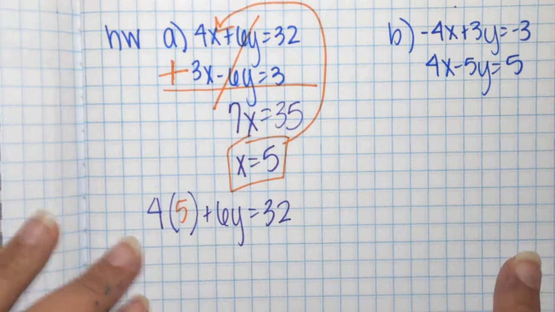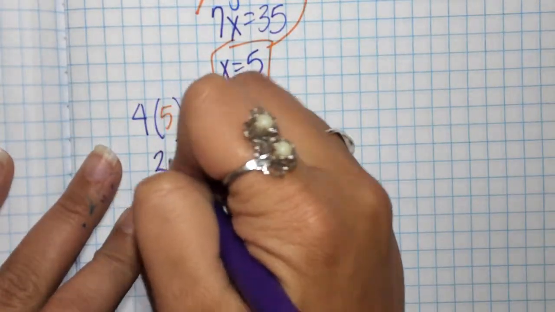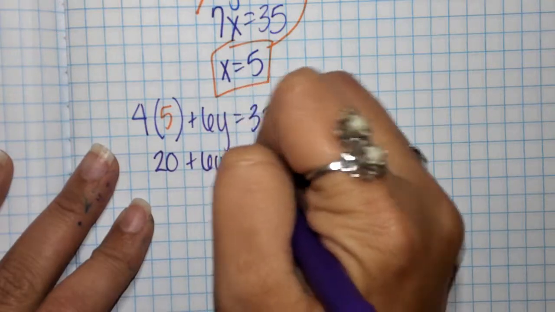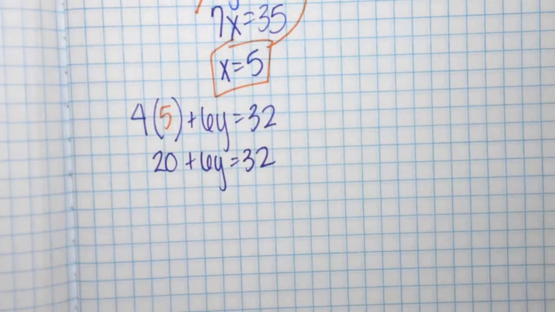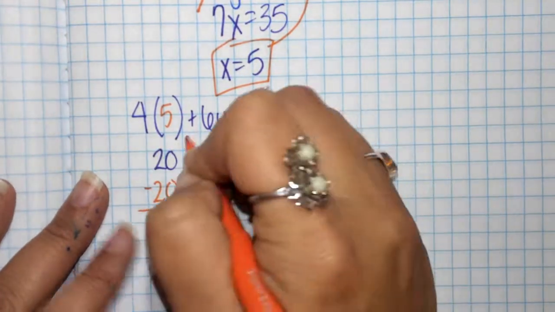That's right. Okay, so from here, we need to do 4 times 5, which is? 20. And then what do I do? You subtract on both sides. Look at you go, Kimberly. Take a point.